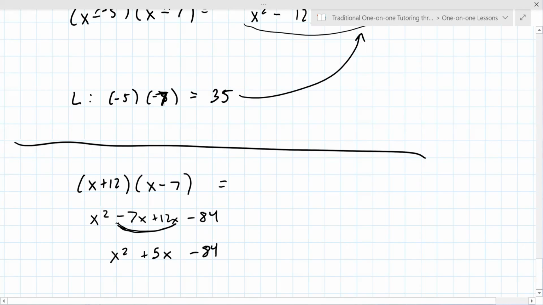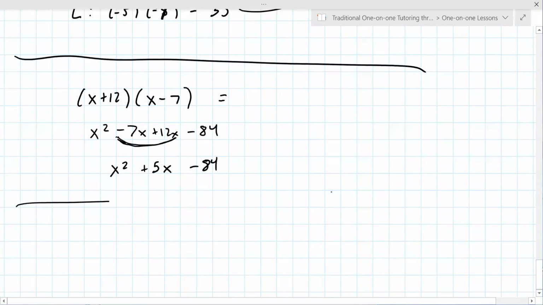All right, so I got x squared plus 5x minus 84. Should be plus 5x. Plus 5x. Oh, did I say minus 5x? You did. Now maybe you wrote the right thing. Yeah, I wrote plus 5x. I don't know, I said minus.